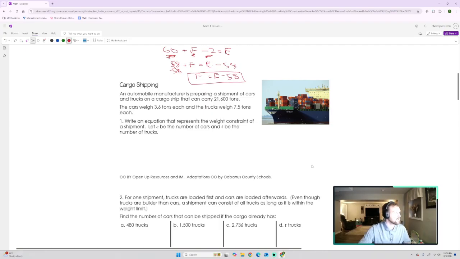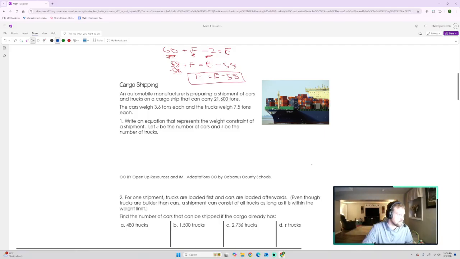Let's keep it going. Let's change up the color. I'm feeling spicy. Let's go to blue. Blue. Cargo shipping. Alright, sure. It says an automobile manufacturer is preparing a shipment of cars and trucks on a cargo ship that can carry 21,600 tons. Well, we know that cars weigh 3.6 tons each, and the trucks weigh 7.5 tons each.